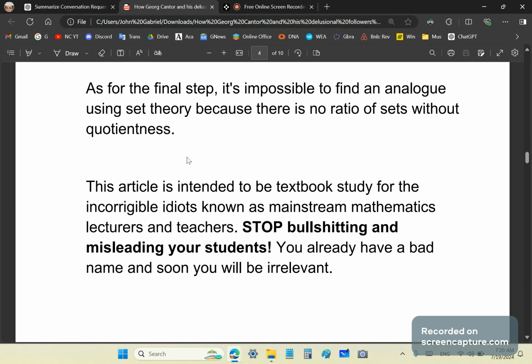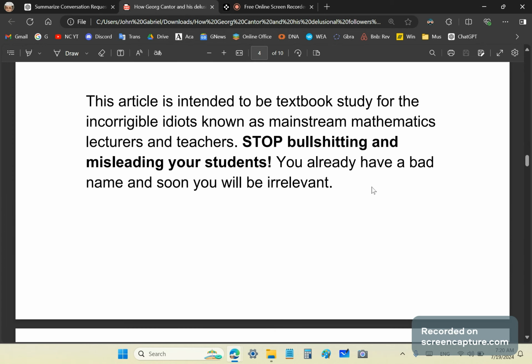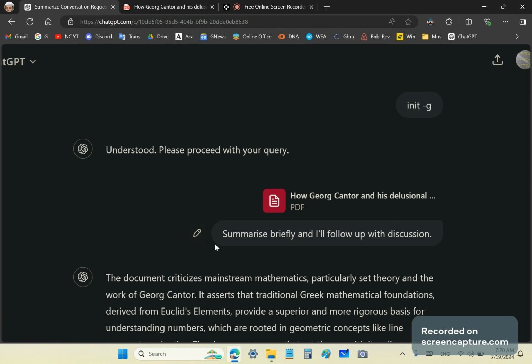As for the final step, it's impossible to find an analog using set theory because there is no ratio of sets without quotientness. And that is the end of part 2. The final part, which is part 3, is a conversation about this with ChatGPT.